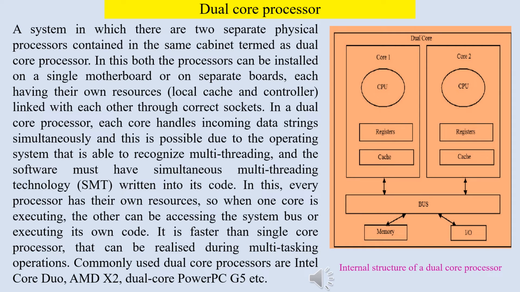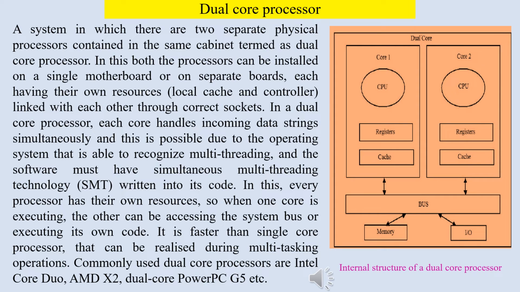In a dual core processor, each core handles incoming data strings simultaneously, and this is possible due to the operating system that is able to recognize multi-threading, and the software must have simultaneous multi-threading technology written into its code. In this, every processor has its own resources, so when one core is executing, the other core can be accessing the system bus or executing its own code. It is faster than a single core processor, which can be realized during multitasking operations.